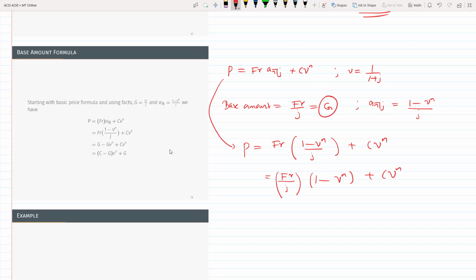Then I can come back and substitute G in here. This one is G. By the way, CVN, you can leave it as like that. Then you can correct the same term. You can see CVN minus GVN in together plus G. Then from here, you can take the VN as common factor. So you will get the base amount formula.